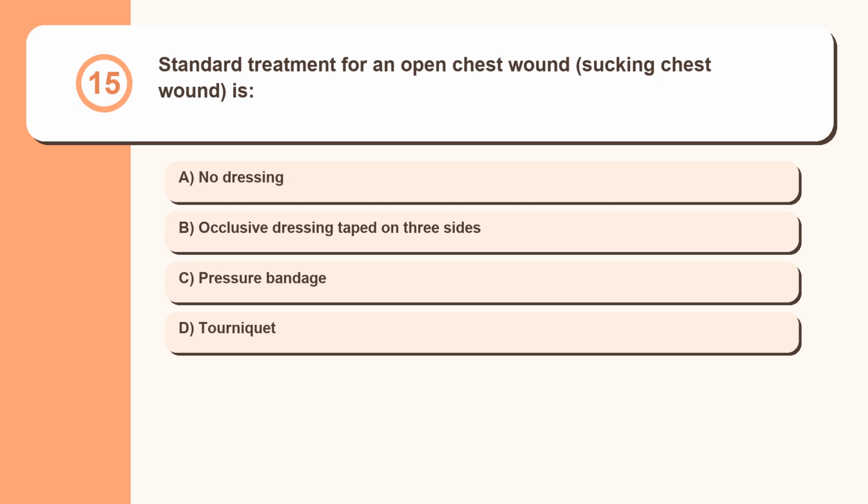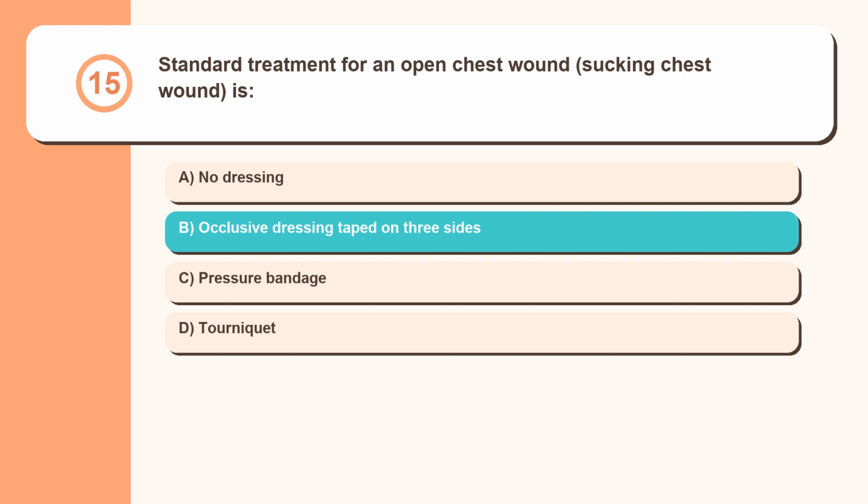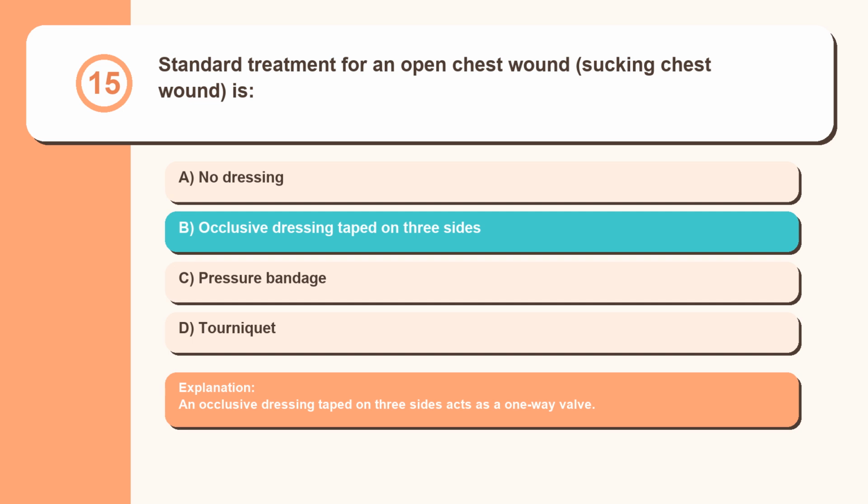Question 15. Standard treatment for an open chest wound, a sucking chest wound, is no dressing, occlusive dressing taped on 3 sides, pressure bandage, tourniquet. An occlusive dressing taped on 3 sides acts as a one-way valve.